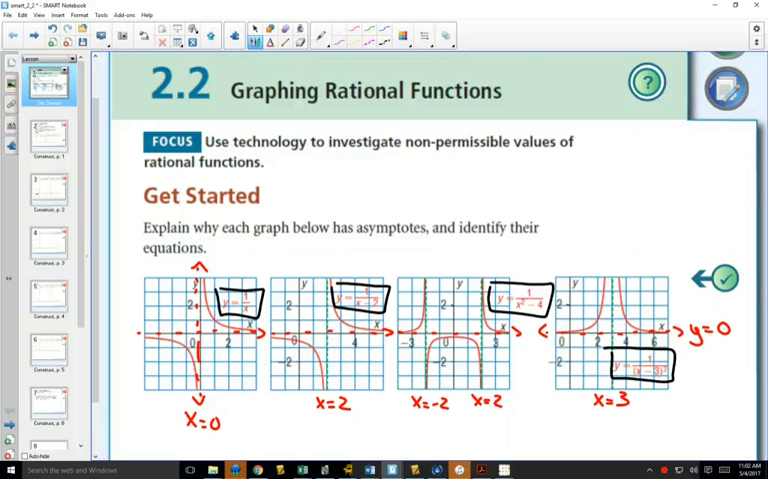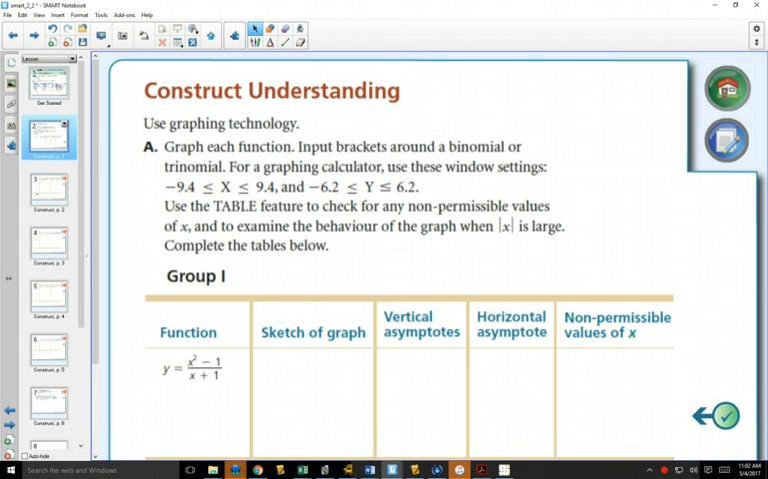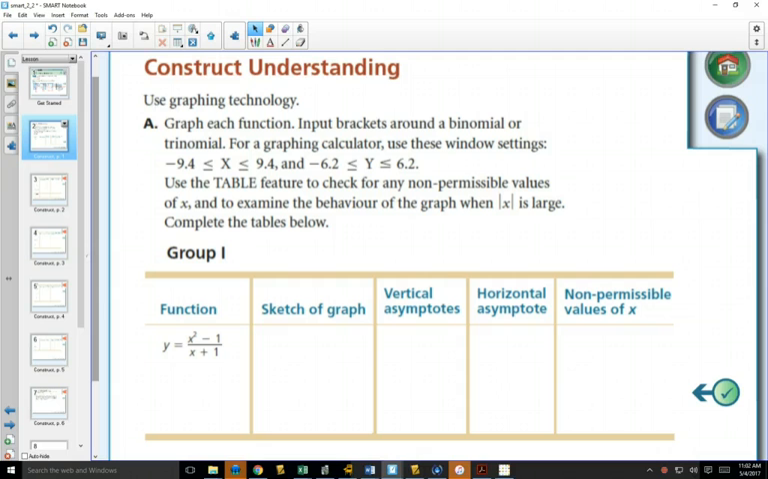So in this math lab, in the construct the understanding part, you're going to set your window to negative 9.4 to 9.4 and negative 6.2 to 6.2. This is called the friendly window. The friendly window sometimes will show things that other windows don't. For each of these functions, you're going to sketch them with your graphing calculator, label any vertical and horizontal asymptotes, talk about any non-permissible values, and fill in this chart, and then we're going to go over them and check how you did.